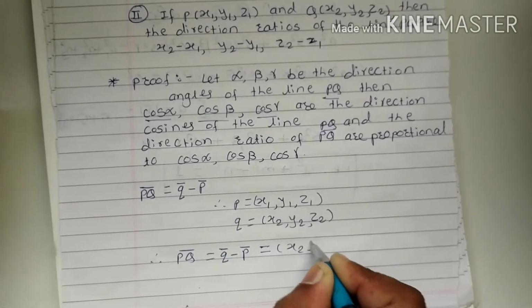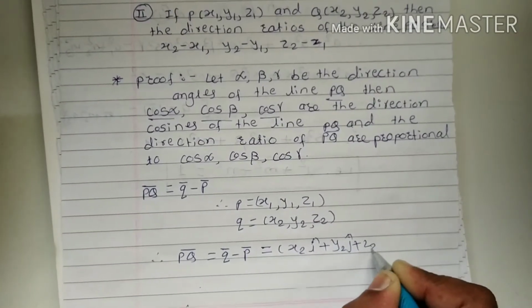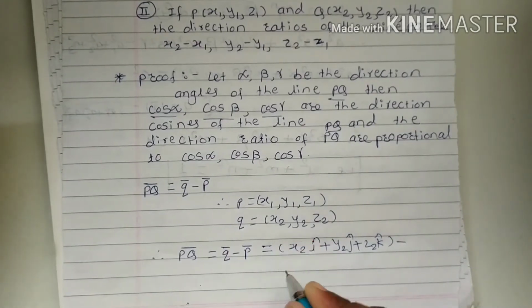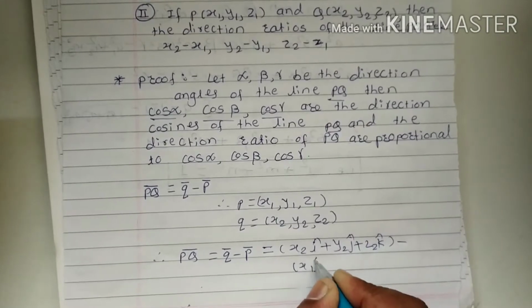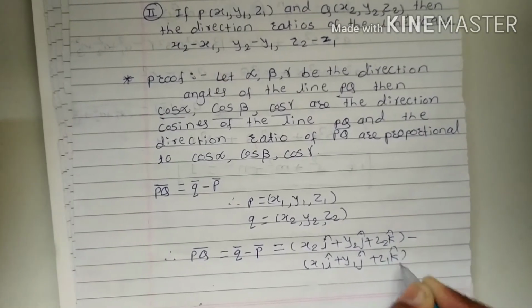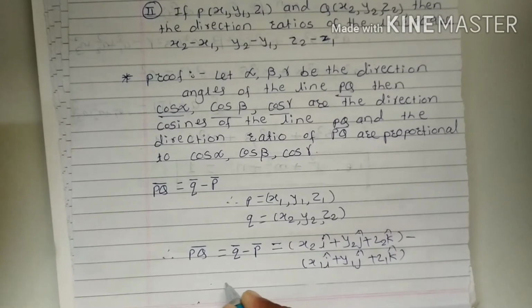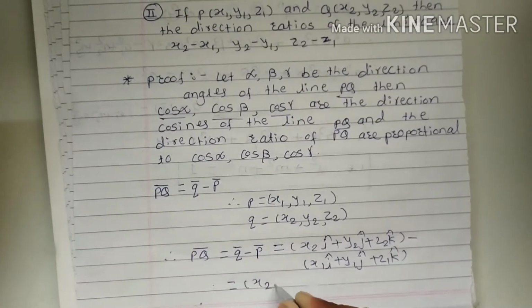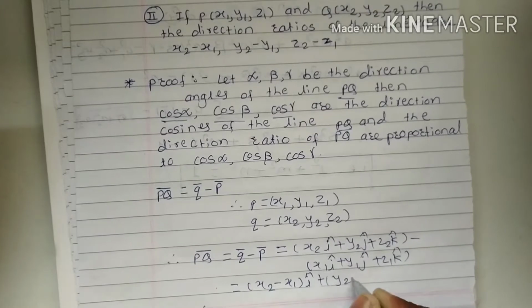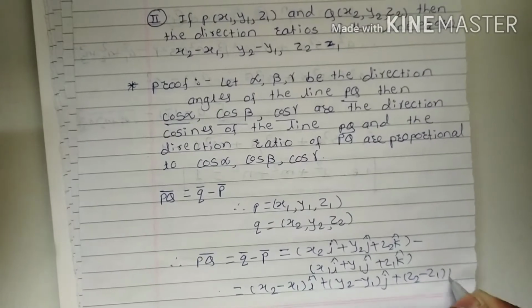Then x2 I cap plus y2 j cap plus z2 k cap, minus P, that is x1 I cap plus y1 j cap plus z1 k cap, is equal to, taking common terms, x2 minus x1 into I cap plus y2 minus y1 into j cap plus z2 minus z1 into k cap.